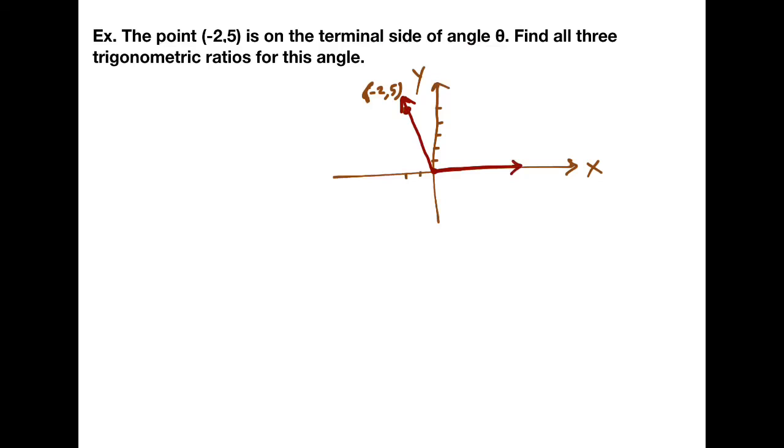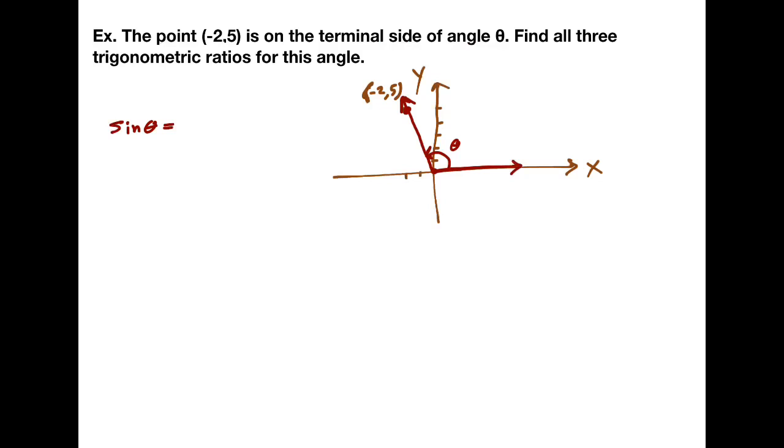And that's my point, (-2, 5). And the angle is this one. I don't know exactly what the angle is. All I want here is to find the trig ratios for this angle. So I want to know the sine, cosine, and tangent of this angle. I don't care what the measure of this angle is. Let's just use the definition to find the sine of this angle.